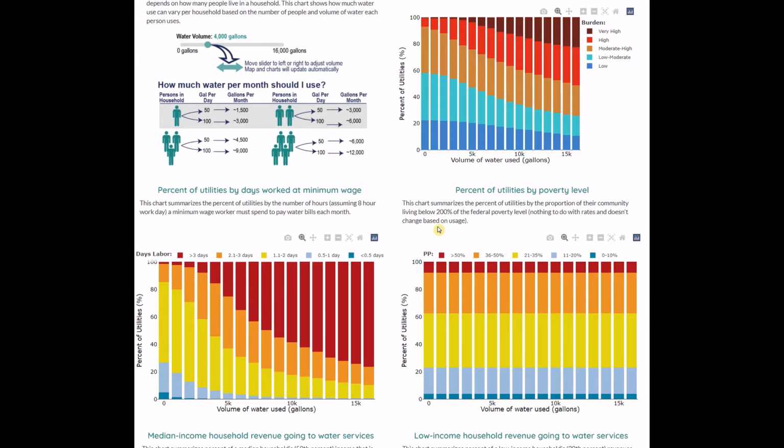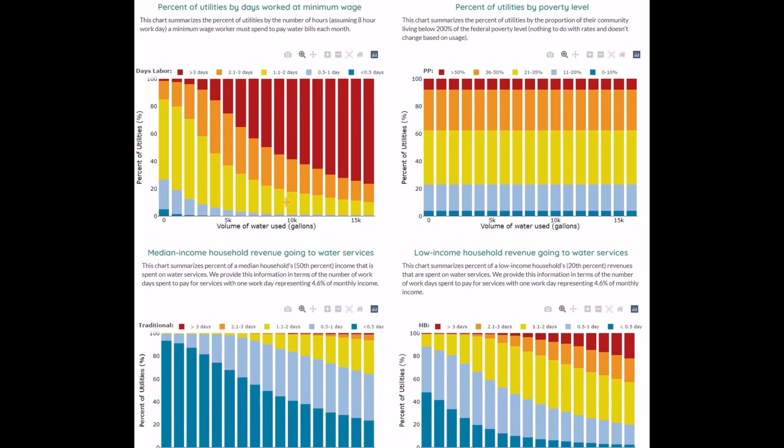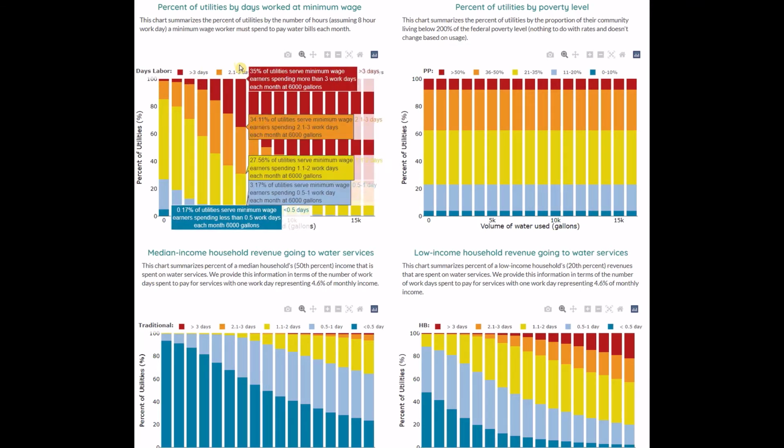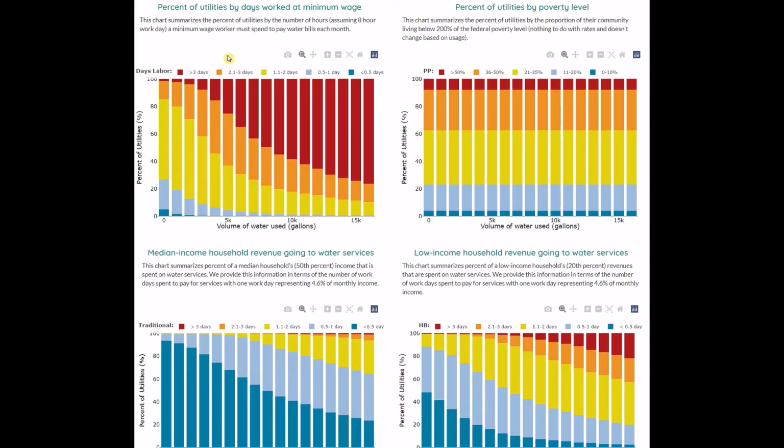The minimum wage chart and the median income and low income charts are classified in terms of the days of labor spent paying for water services at each volume. Minimum wage earners tend to have less income than the low income households, represented as the 20th percentile. Meaning if you have 100 houses ordered from 0 being the lowest income to 100 being the highest income, this is the income of the 20th house in that line. Similarly, the median would be the income of the 50th house in that line.